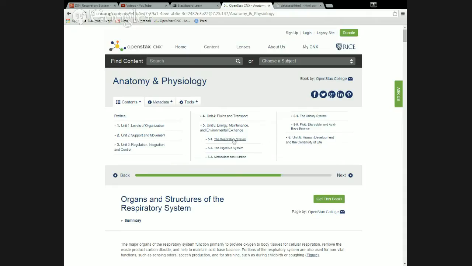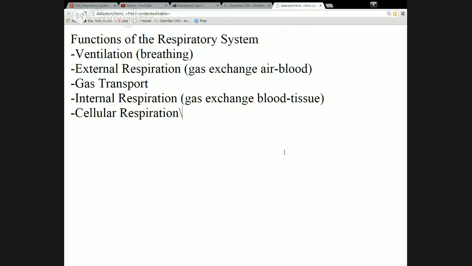Okay? But there are some things that tie these three systems together, and one of those is cellular respiration, which is usually depicted with the chemical reaction C6H12O6 plus 6O2 yields 6CO2 plus 6H2O.